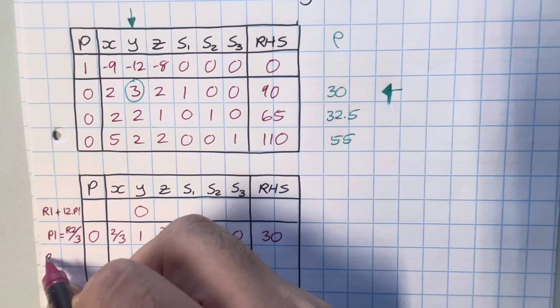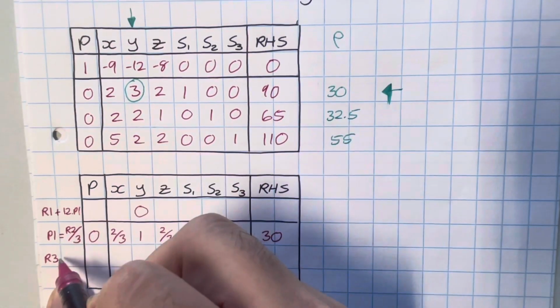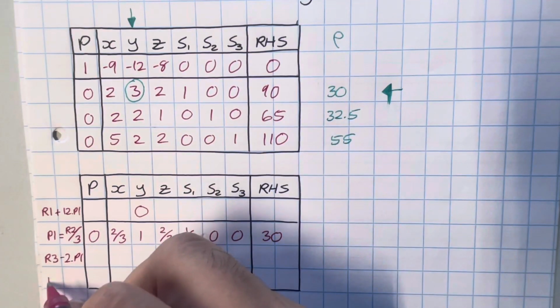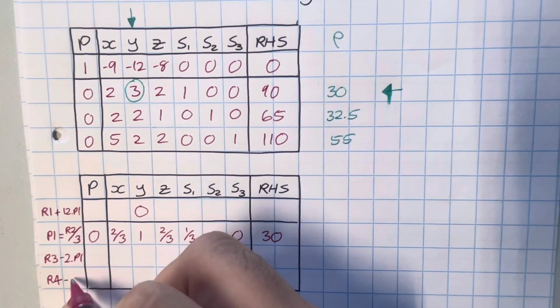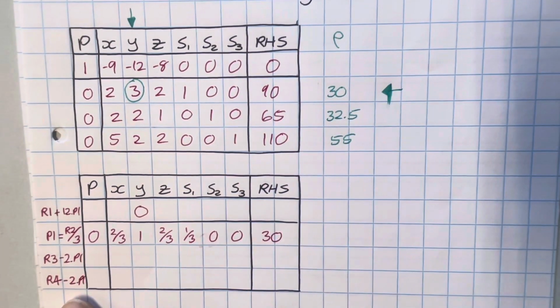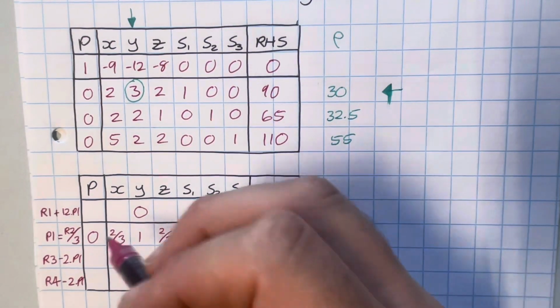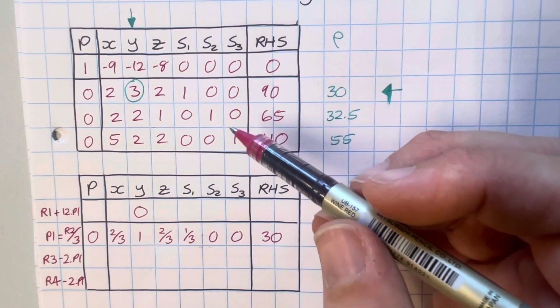That's going to be row 3. This I'm going to subtract 2 times the pivot row. And then finally, row 4. This is also going to be subtract 2 times the pivot row. Okay, so those are my instructions over there. I can fill out some of these quite quickly.